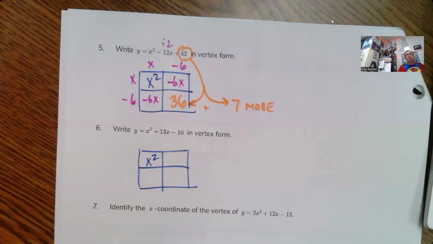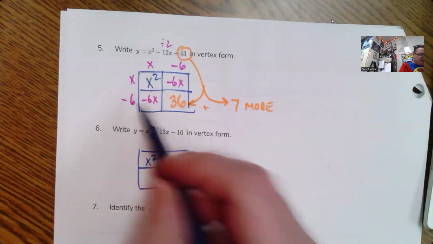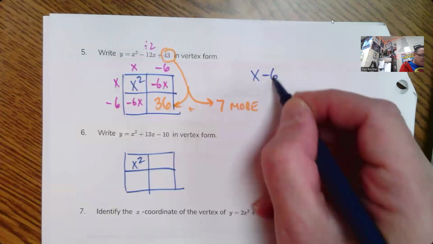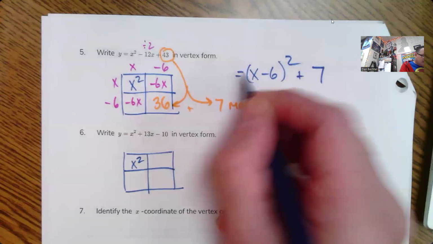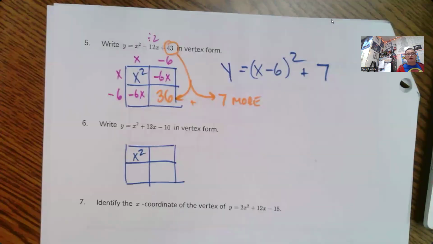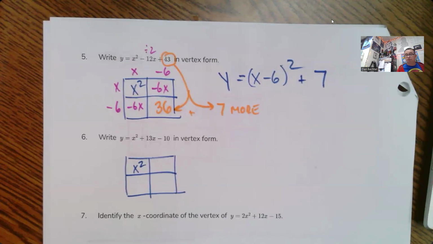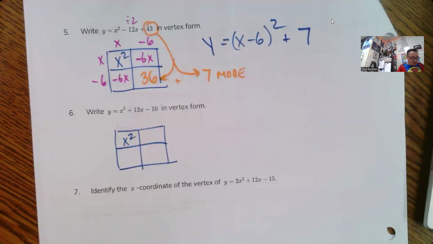What that means then, if I'm going to write it in vertex form, is that I've got the (x - 6) squared. Got that 7 more, so I'll do a plus 7. And that is going to be a y. That is my equation in vertex form. All right, here we go.